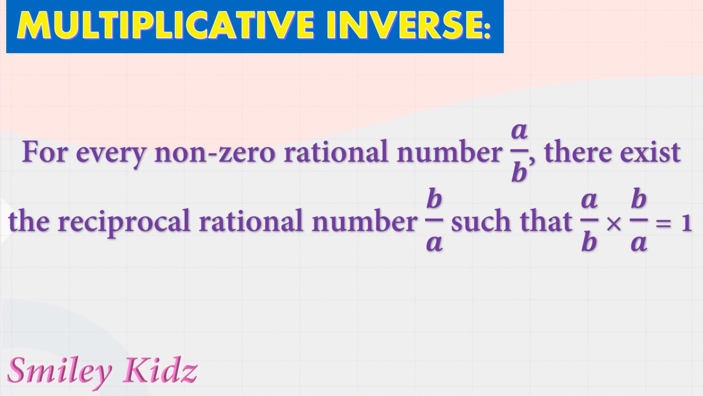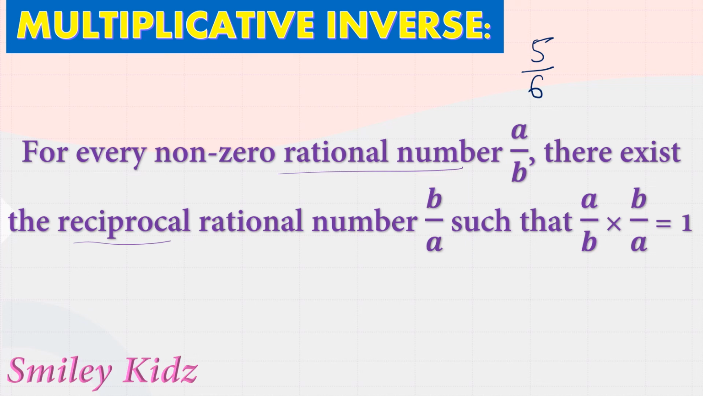Multiplicative inverse. What is multiplicative inverse? For every non-zero rational number a by b, there exists the reciprocal rational number b by a such that a by b multiplied by b by a is equal to 1. Let me give you few examples.